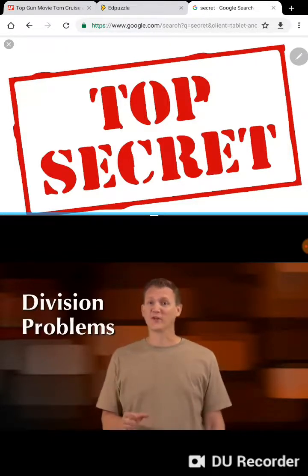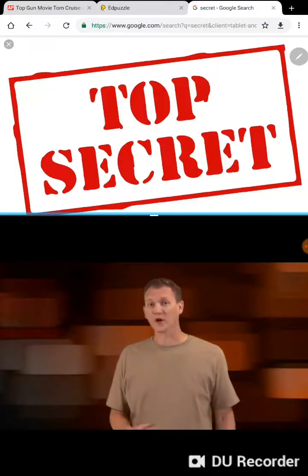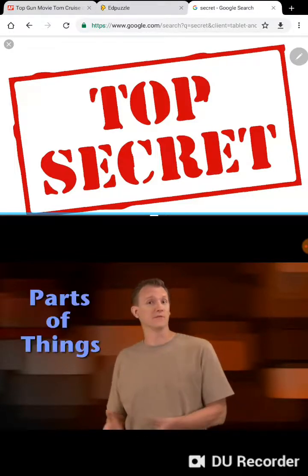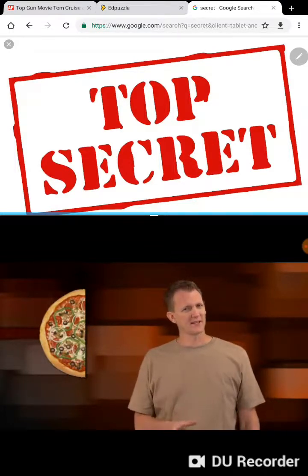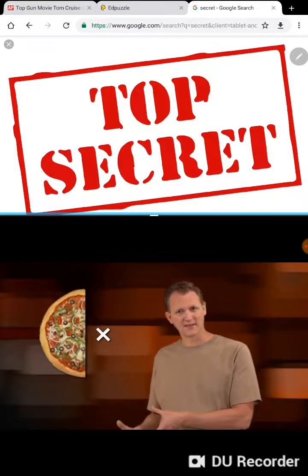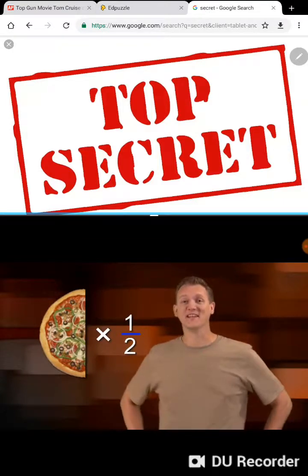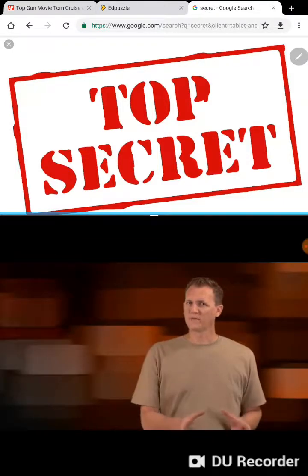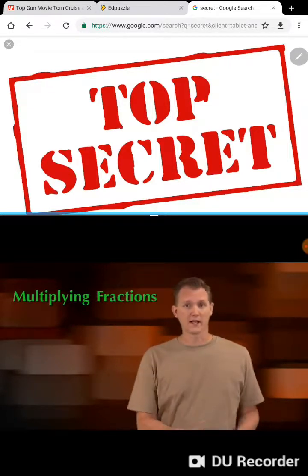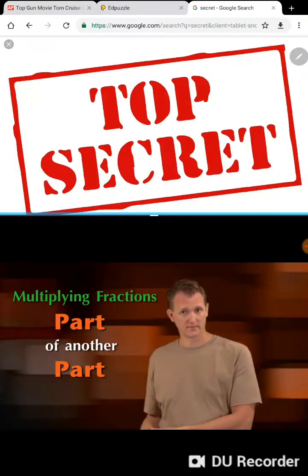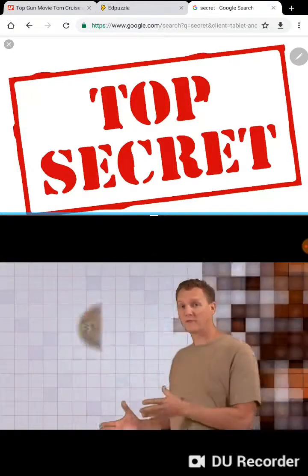But remember, there's another way to think about fractions. We can also use fractions to represent parts of things, like half a pizza, for instance. But does it make sense to multiply half a pizza by another half? Actually, it does. If you're thinking of fractions as parts of something, then multiplying fractions is really like taking part of another part. For example, here's half a pizza.